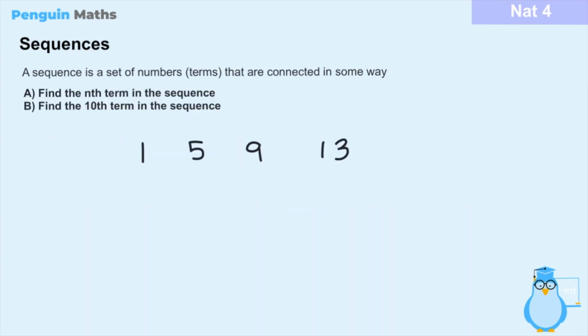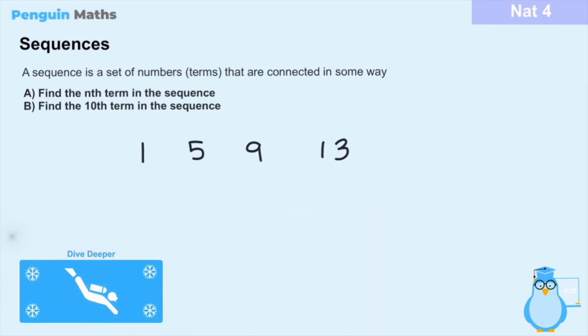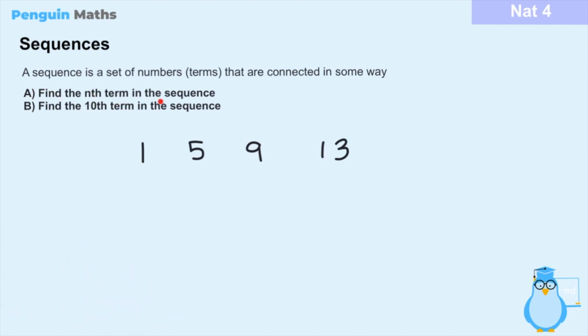So here we've been given a sequence and we've been given a question in 2 parts. For part A we've been asked to find the nth term within the sequence, and for part B we've been asked to find the 10th term in the sequence. So let's begin with part A. When we are asked to find out the nth term in a sequence, that just basically means find an equation in the sequence so that we can find whatever term we want as the sequence goes on and on.